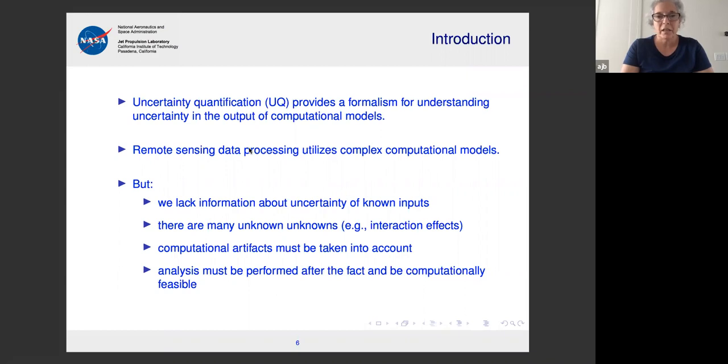Computational artifacts must be taken into account. A lot of these retrieval algorithms rely on convergence to global minimum, but that can't be verified, and they're known to be trapped in local minima, and that can cause artifacts. And another problem in our setting is that we were asked to formulate a strategy to do uncertainty quantification for the Orbiting Carbon Observatory 2 mission, but the thing was already flying and the retrieval algorithms were already in place, and we are not allowed to change anything about how those computations are done. We can only do something with it after the fact. So that was our challenge.